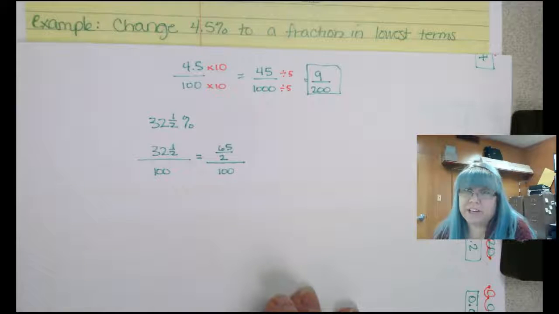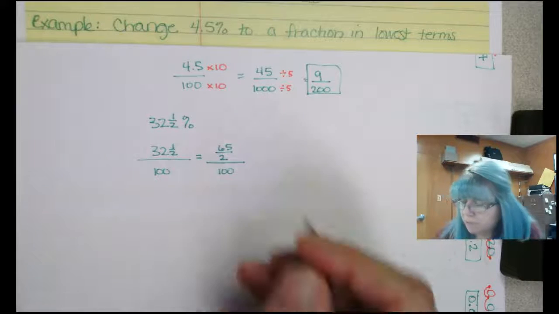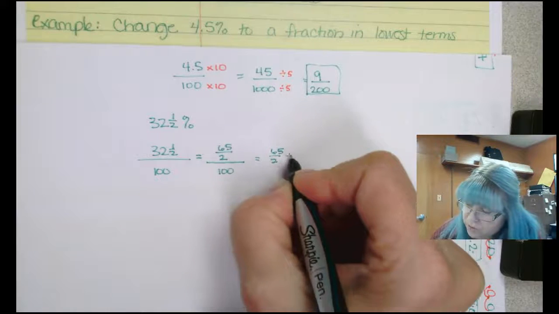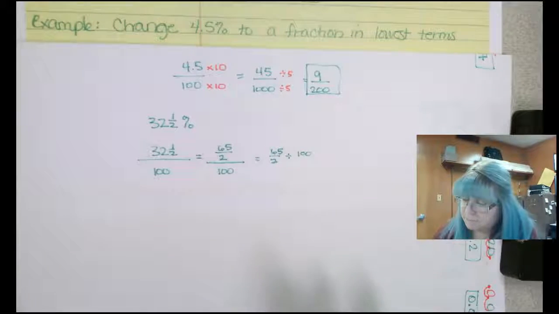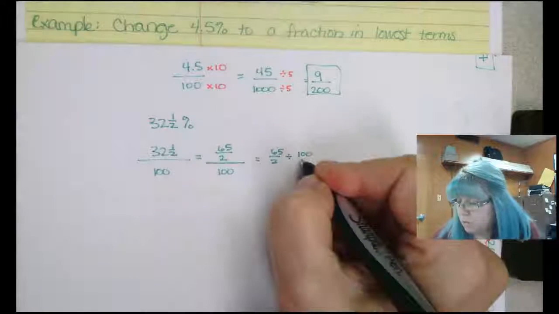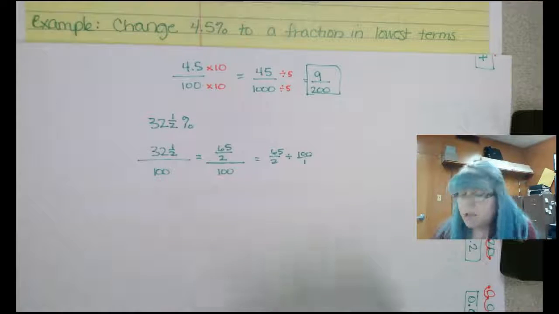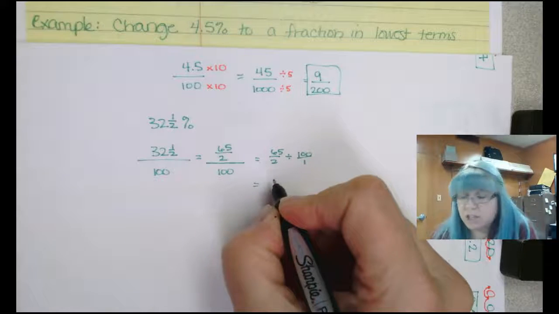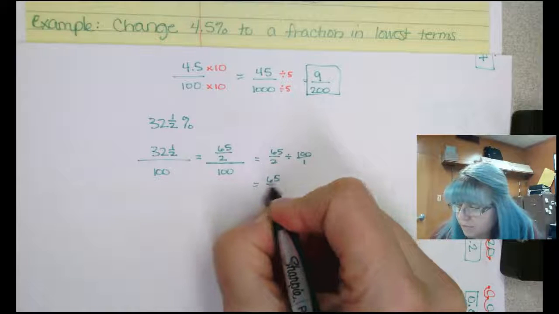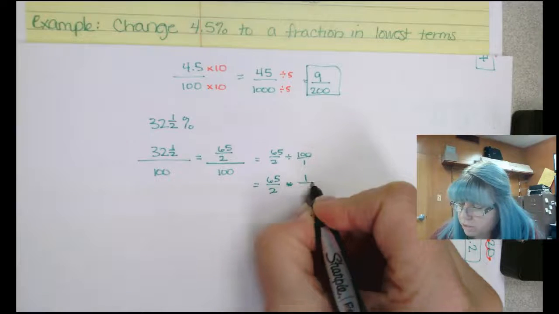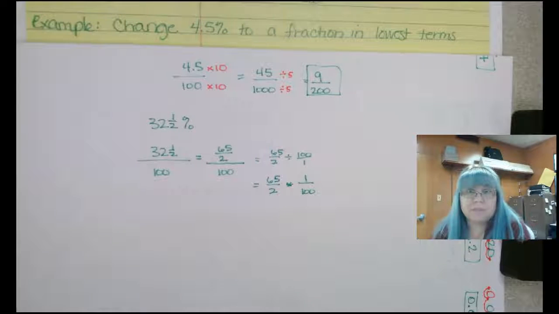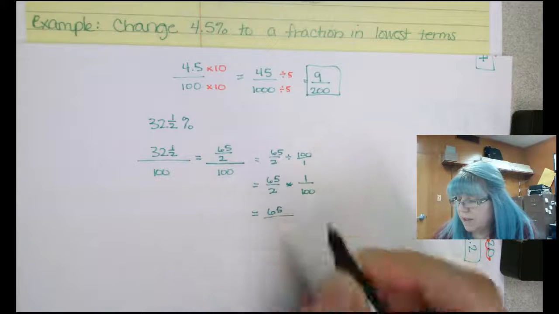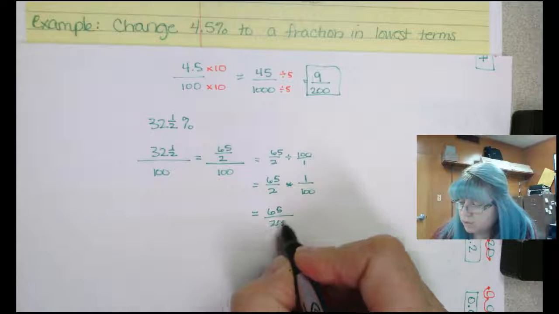Now I'm going to treat it like a regular fraction problem. So this is really 65 over 2 divided by 100. Okay, remember 100 has a 1 underneath it. But we don't divide by fractions, therefore we change it to the multiplication of the reciprocal. 65 over 2 times 1 over 100. Okay, let's go ahead and do that math. 65 times 1 is 65. 2 times 100 is 200.